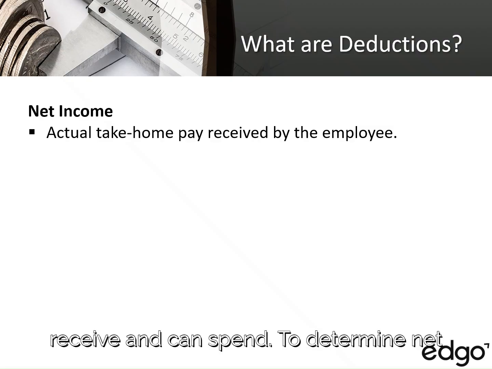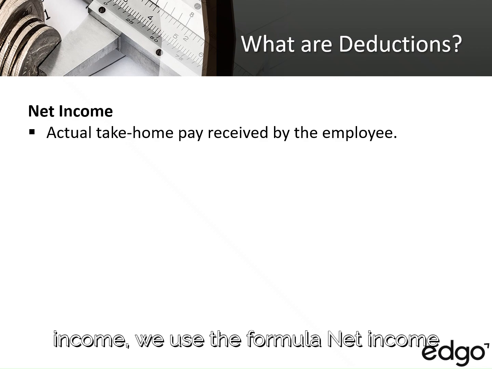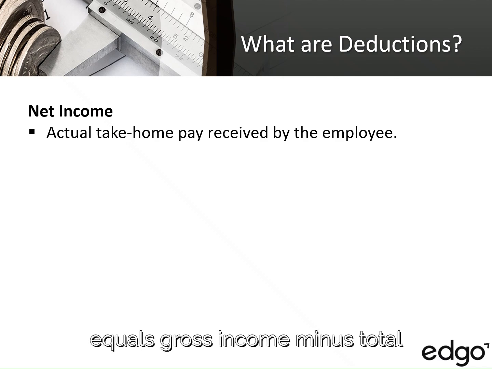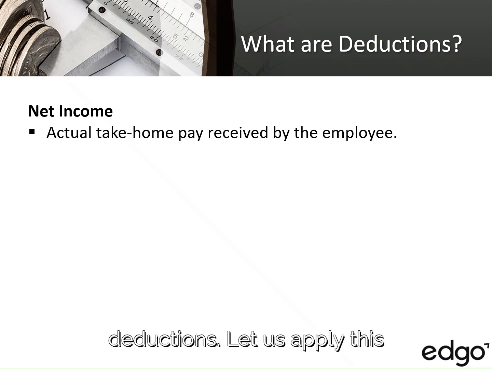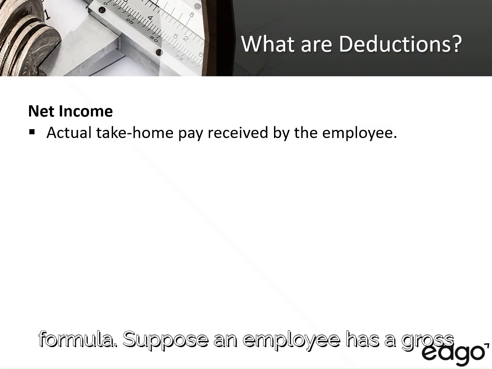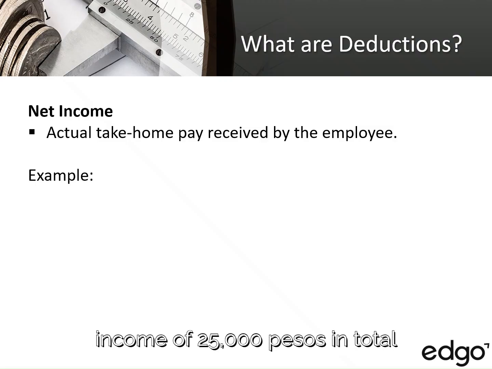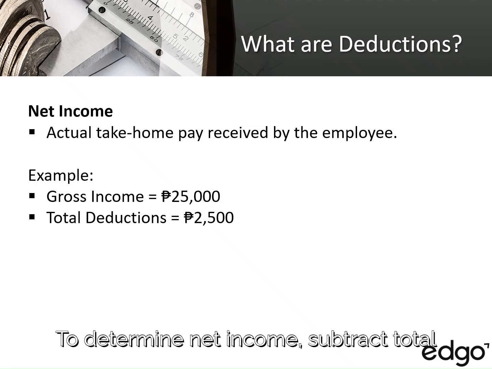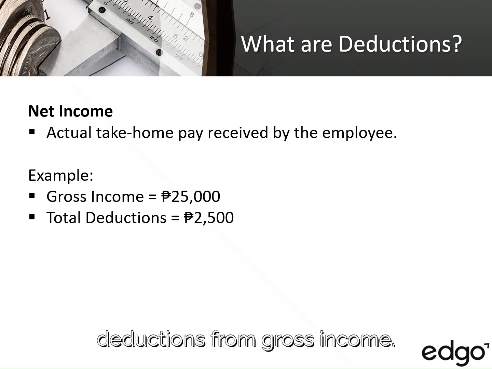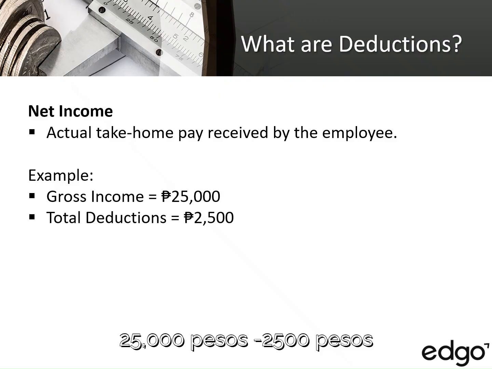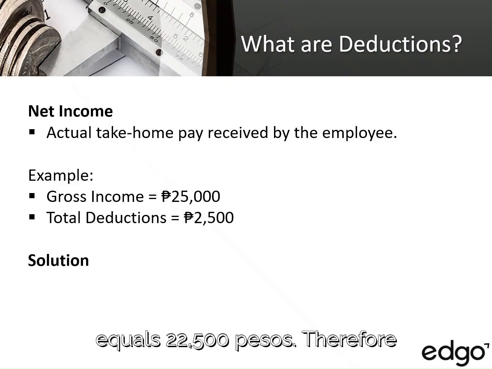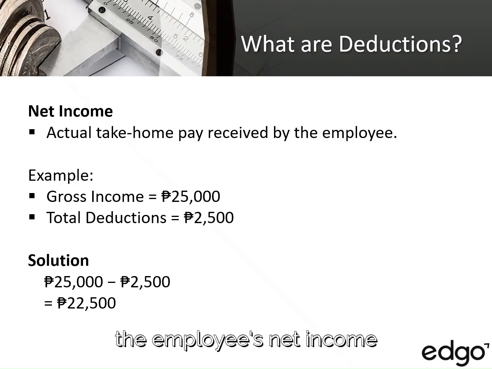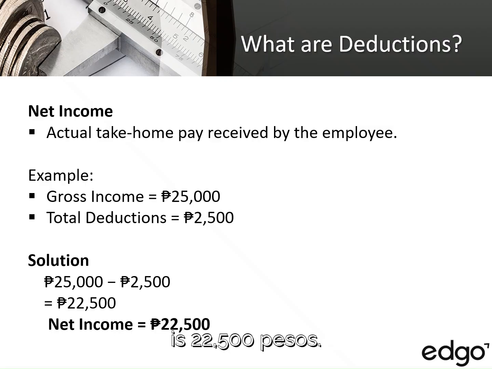To determine net income, we use the formula. Net income equals gross income minus total deductions. Let us apply this formula. Suppose an employee has a gross income of 25,000 pesos and total deductions amounting to 2,500 pesos. To determine net income, subtract total deductions from gross income. 25,000 pesos minus 2,500 pesos equals 22,500 pesos. Therefore, the employee's net income is 22,500 pesos.